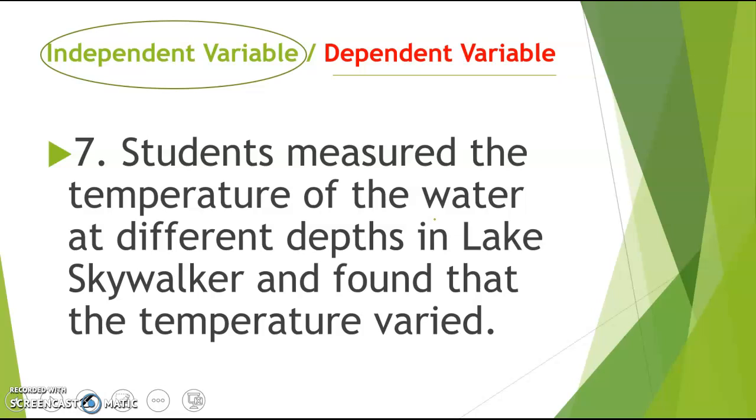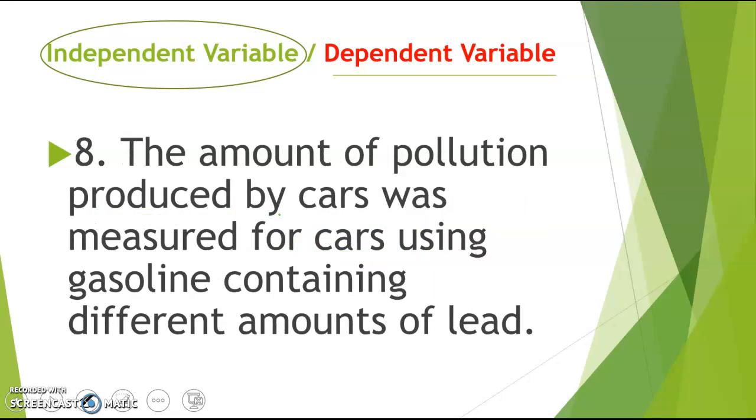All right, so what are you changing? Well, you're changing the depth in the lake. You're changing how deep that you're traveling with that thermometer to measure the temperature of the water. So again, you're measuring the temperature of the water. So you take your thermometer, go to different depths, and you are measuring the temperature of the water. So temperature is going to be dependent, the depth is going to be independent. Number 8, the amount of pollution produced by cars was measured for cars using gasoline containing different amounts of lead.